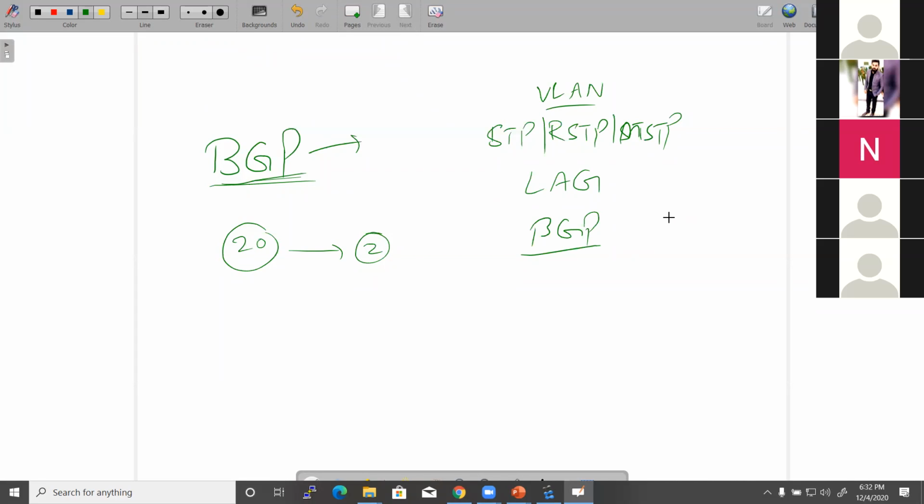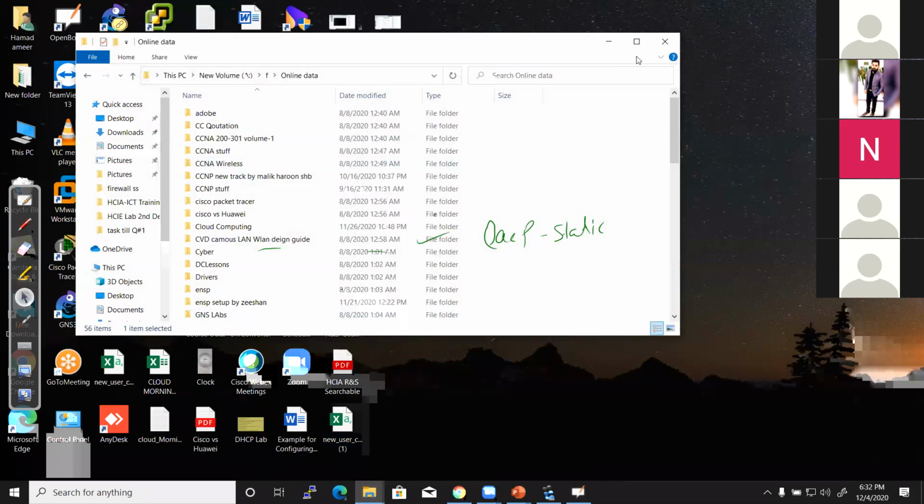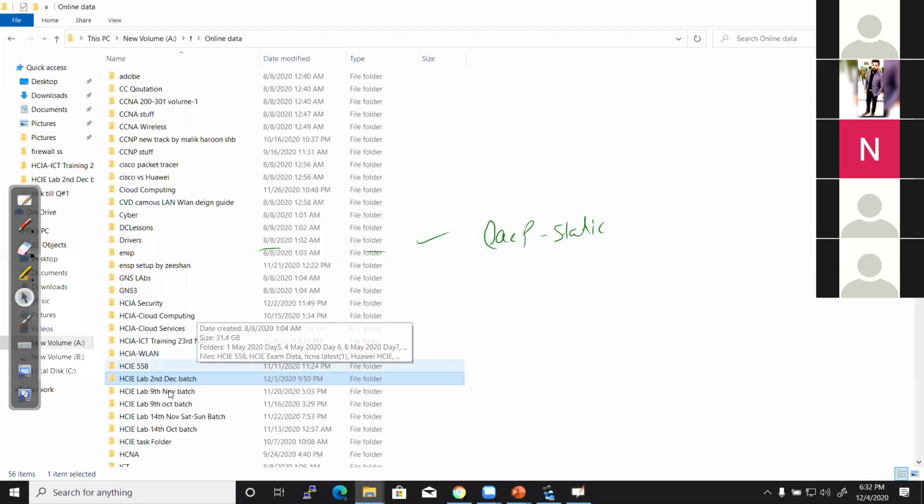No, there are some switches which support LACP. For example, let me show you one more thing.